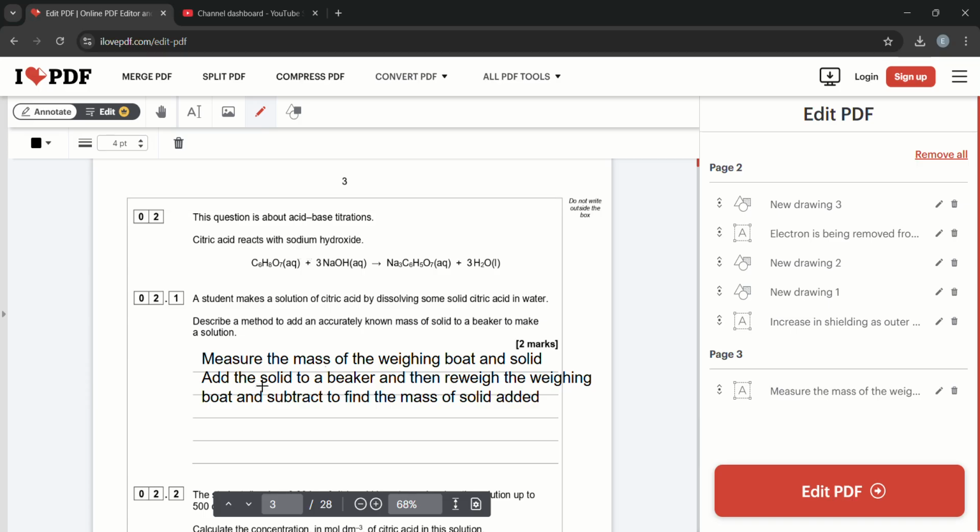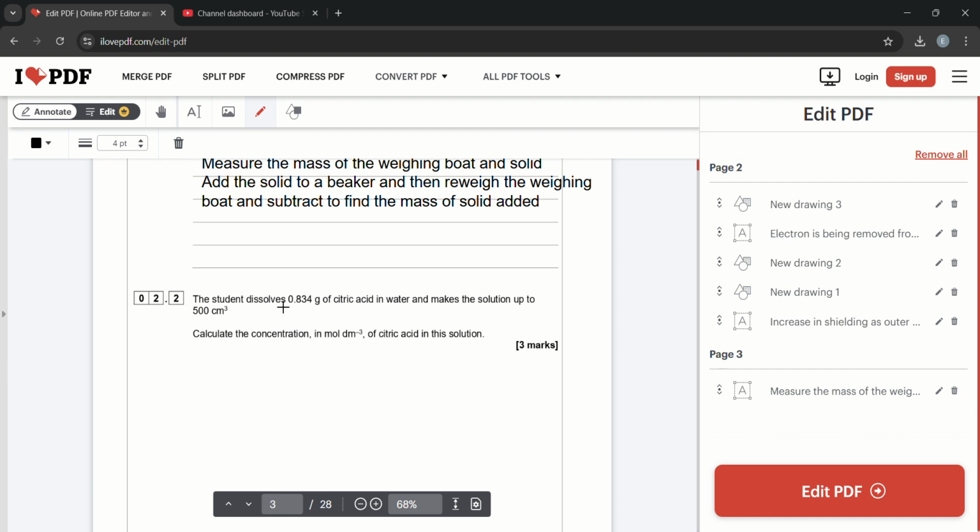We're measuring the mass of the weighing boat and solid. Then we're going to add the solid to a beaker, and then we're going to reweigh the weighing boat. So we're trying to find out the mass of the weighing boat. Once we find that out, we can do the mass of the weighing boat and solid minus the mass of the weighing boat, subtract, and therefore we'll find the mass of the solid added.